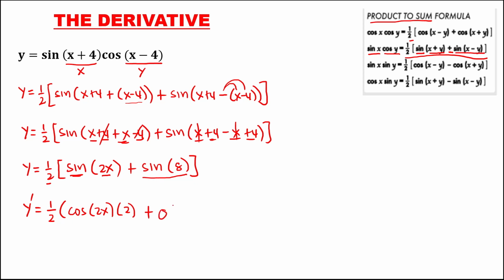And since the derivative of a constant is 0, therefore the derivative of sine 8 is equal to 0. Then to simplify, we have y prime equals, so we can cancel now this 2 and cancel this 2. So the remaining is cosine 2x. So the derivative, or y prime, is equal to cosine 2x.